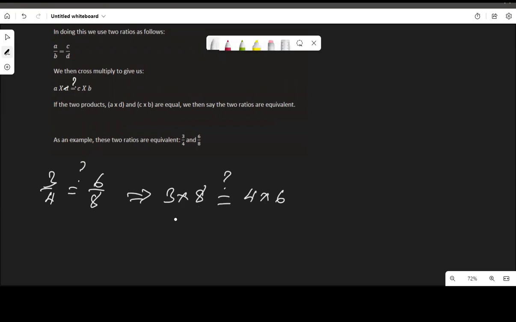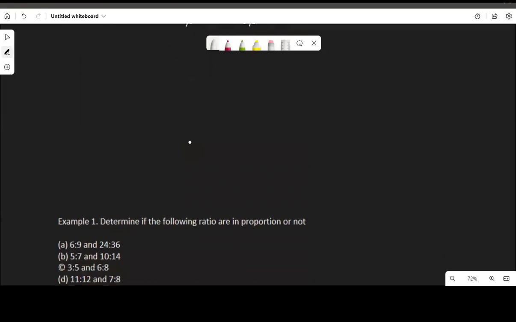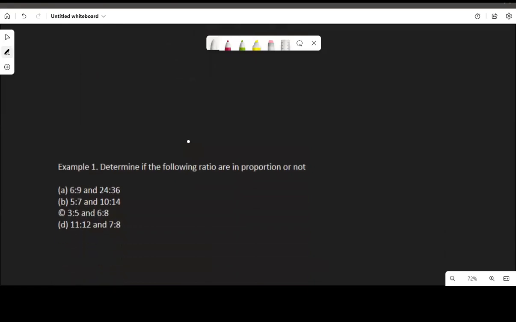3 multiplied by 8 is 24, and 4 multiplied by 6 is also 24. So since the products are equal, that means the ratios 3 over 4 and 6 over 8 are equivalent, or are in proportion. That is how to check whether two ratios are in proportion.